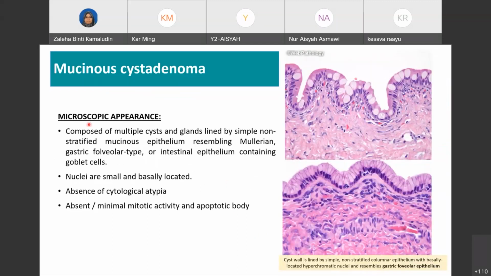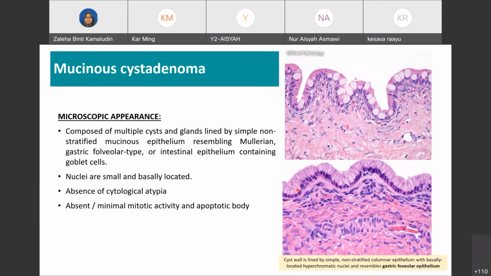This is the microscopy or histology of this mucinous cystadenoma. It is a cystadenoma because it forms a cyst and it is benign; adenoma means benign. This mucinous tumor can be composed of multiple cysts and glands lined by simple non-stratified mucinous epithelium, and it resembles a gastric foveolar type or intestinal epithelium. This is an example of intestinal epithelium containing goblet cells, a histological type of mucinous epithelium, because the goblet cell also secretes mucin.